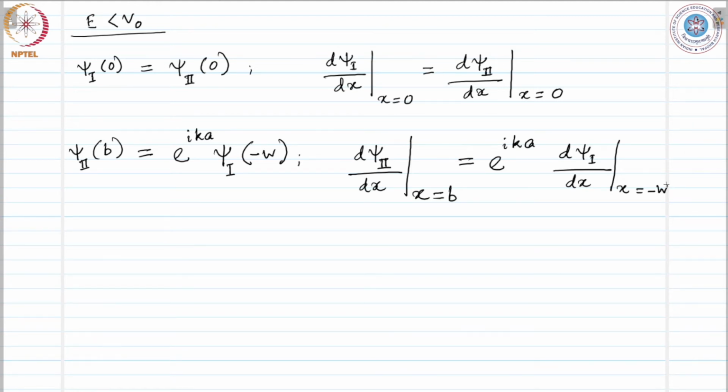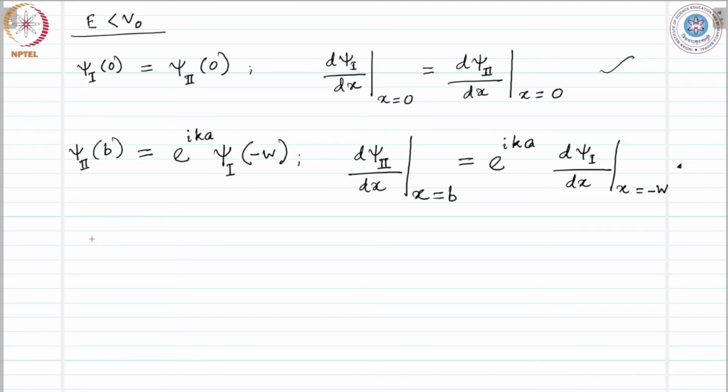The condition here on this line imposes the continuity of the wave function and its derivative at x equals 0, and the second condition, that is this one here, comes from the periodic boundary condition. The phase factor e^(ika) is required by the Bloch theorem, as we have discussed. So now these conditions lead to the constraints, or the equations, of the arbitrary constants that we have.